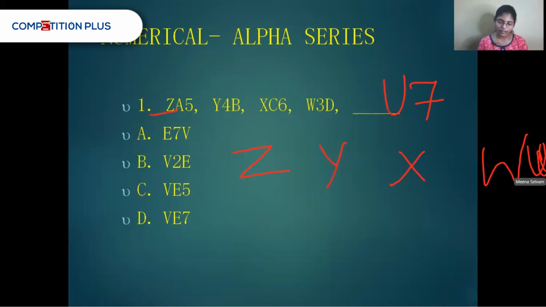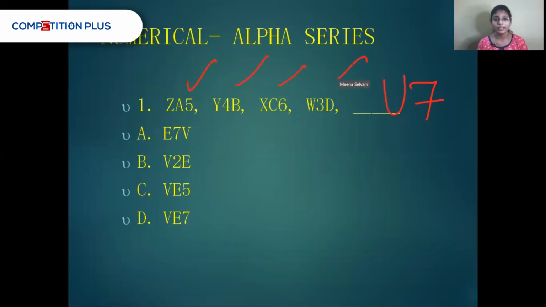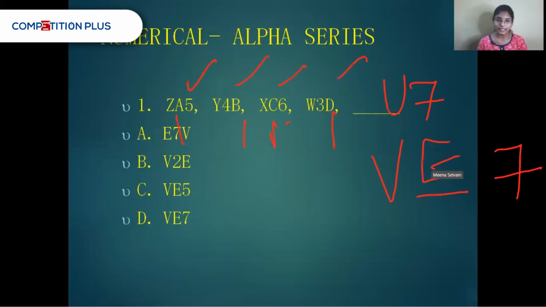Next, look for the other letters of the given terms. You have A, B, C, D, located in various ways. A comes in the middle, then B goes to the end. C comes in the middle, D goes to the last position. So the next letter which we are going to use should come in the middle, that is the letter E. So VE7 is the correct answer. Option D is the correct answer.